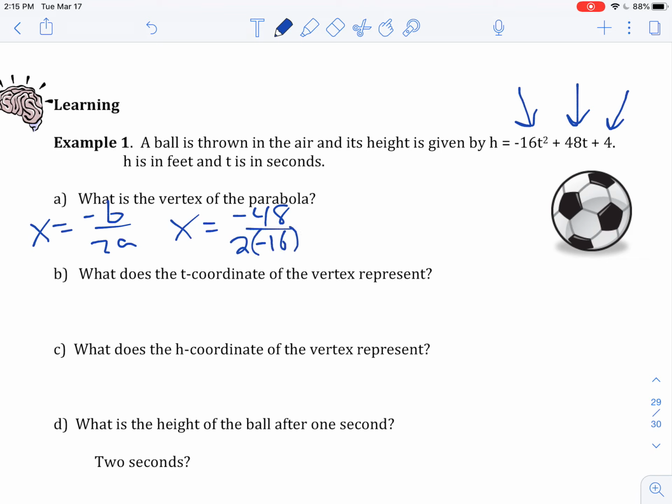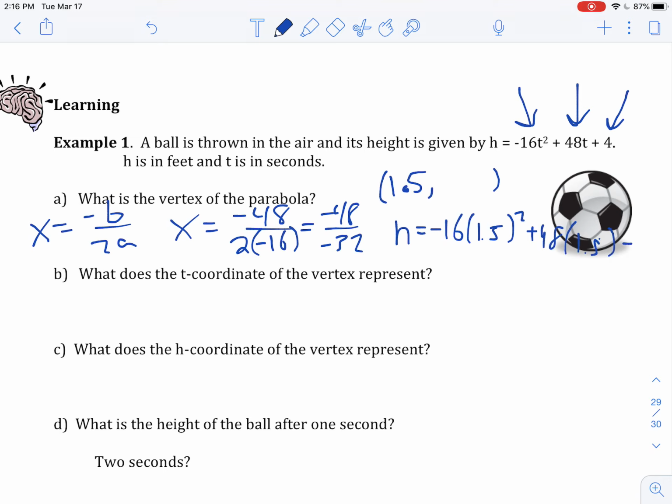And 2 times negative 16. I would suggest multiplying those first and then dividing on the calculator, and you end up with 1.5. So it would be 1.5, comma something. Well, how do you go and get that something? Well, that is the second coordinate of your vertex, and so we are going to substitute 1.5 in, and we are putting it into both t's.